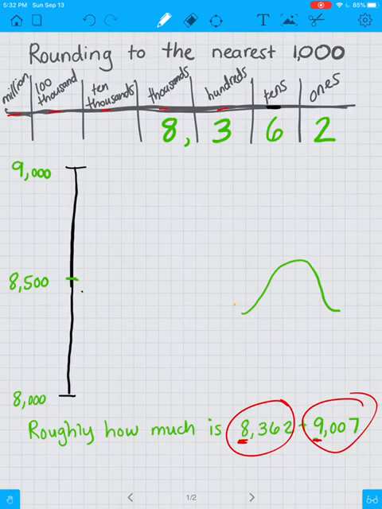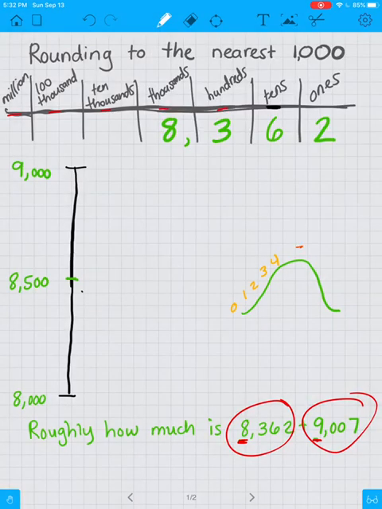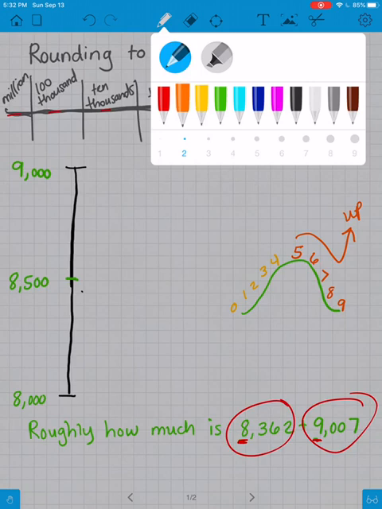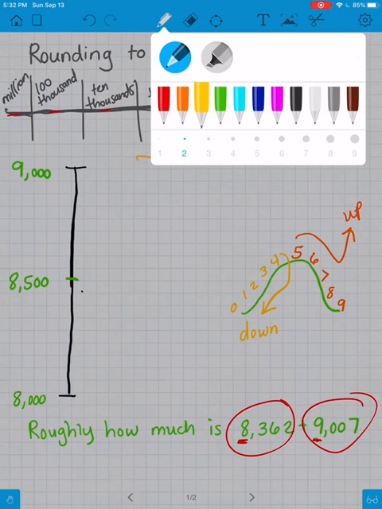Okay. You have 0, 1, 2, 3, 4. Remember, 5 is right there in the middle. 6, 7, 8, 9. 5 or more, you round up. 4 or lower, you round down. Okay. So now I got to place this number 8,362. So where would that go on my number line?